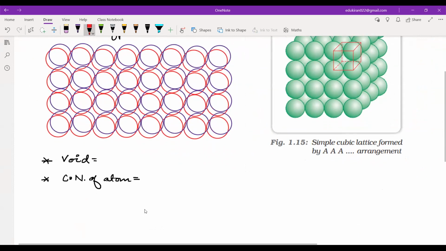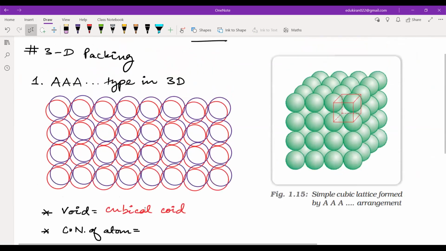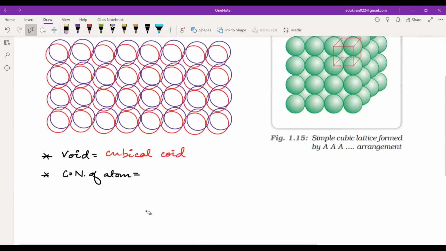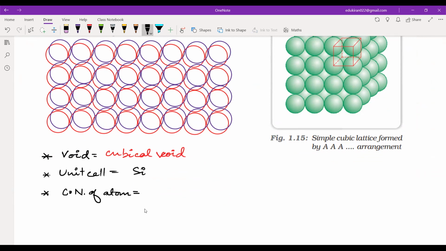So void, I think all of you can see that it is a cubical void. This is a cubical void, and this is known as AAA type in 3D. Coordination number I will mention, but after mentioning the unit cell that we have. So what is the unit cell that we have here? We wrote void here. This will be void. So the unit cell is simple cubic.